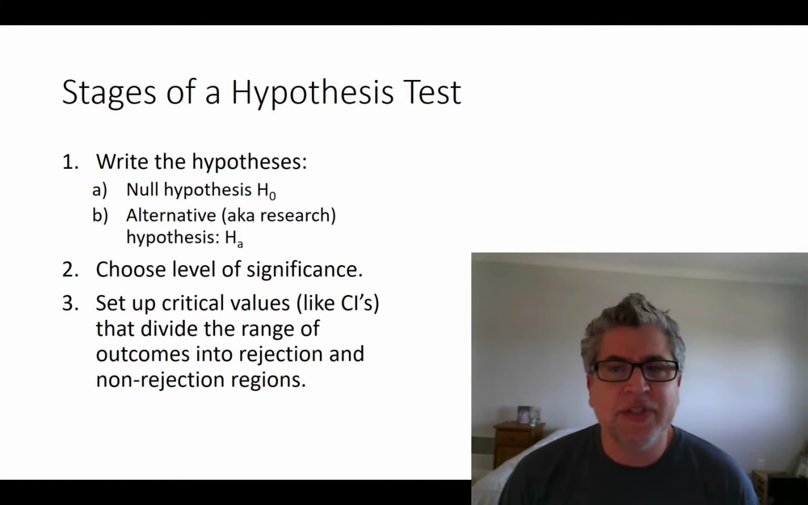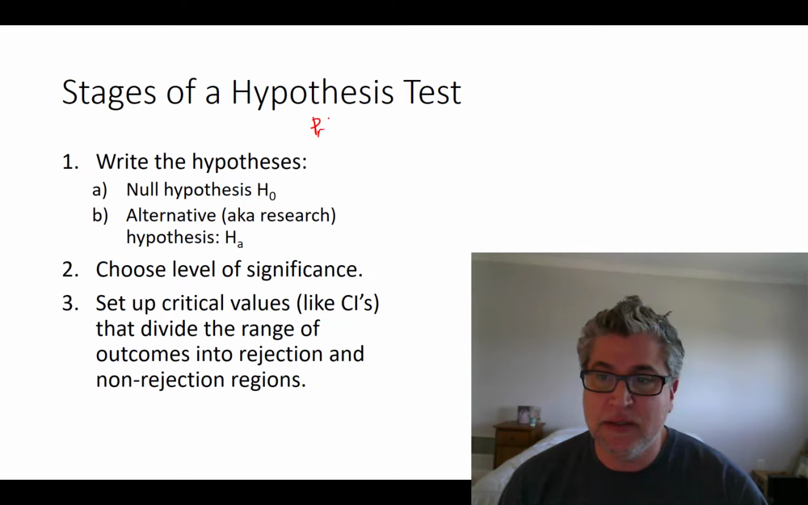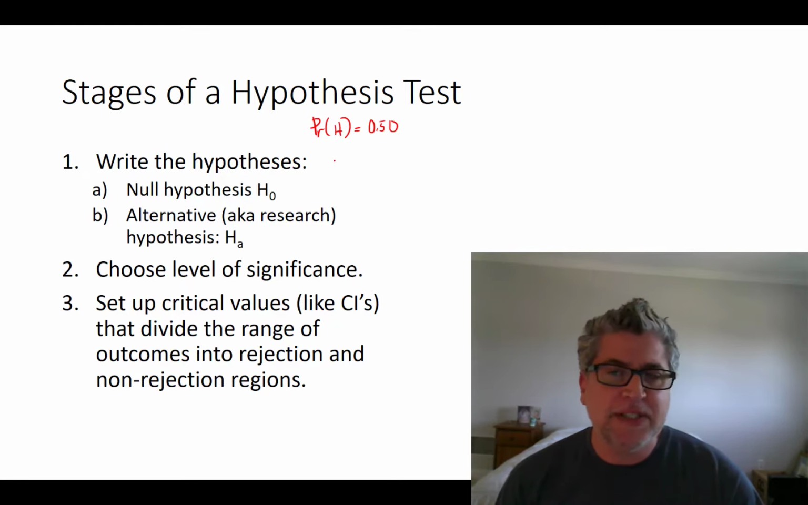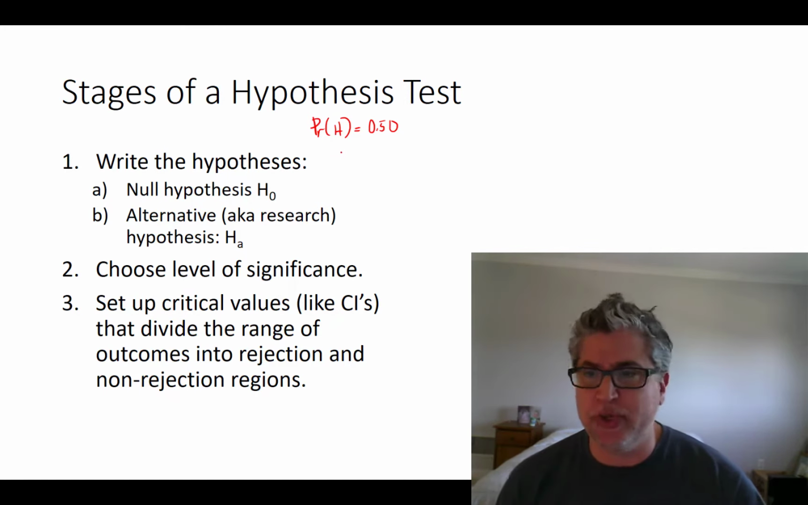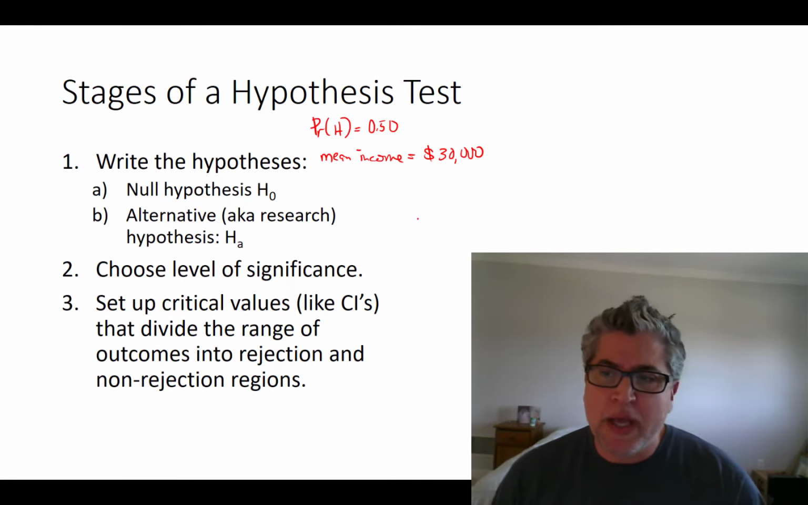So more specifically then, what are the stages of a hypothesis test? Well, the first thing is you want to be very specific about what that hypothesis is. So maybe it's the hypothesis that the coin is a fair coin, so that the probability of heads is exactly 1/2. Or maybe it's a statement about the U.S. population distribution, that maybe mean income in the U.S. is $30,000 a year. Right? Somebody makes a claim.